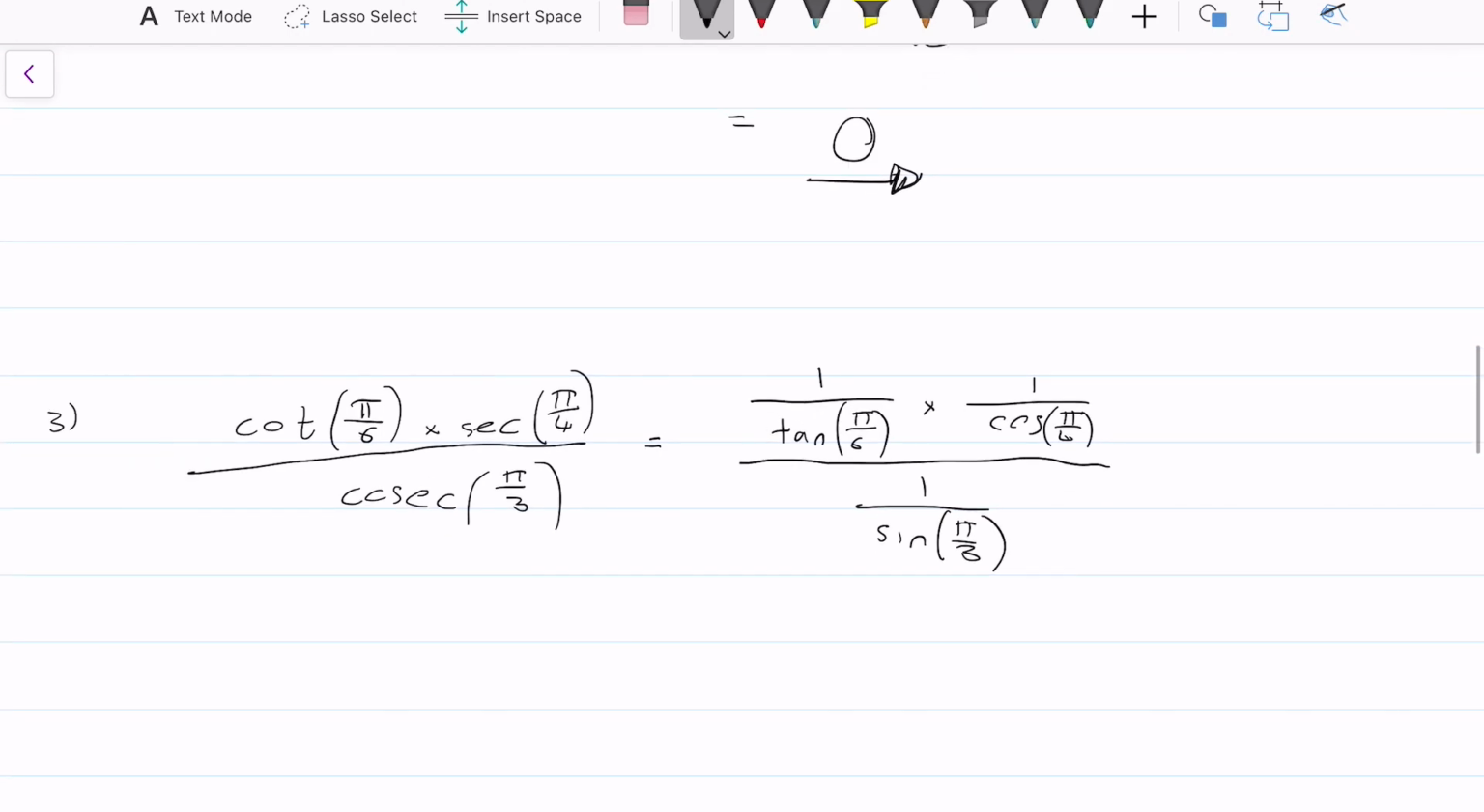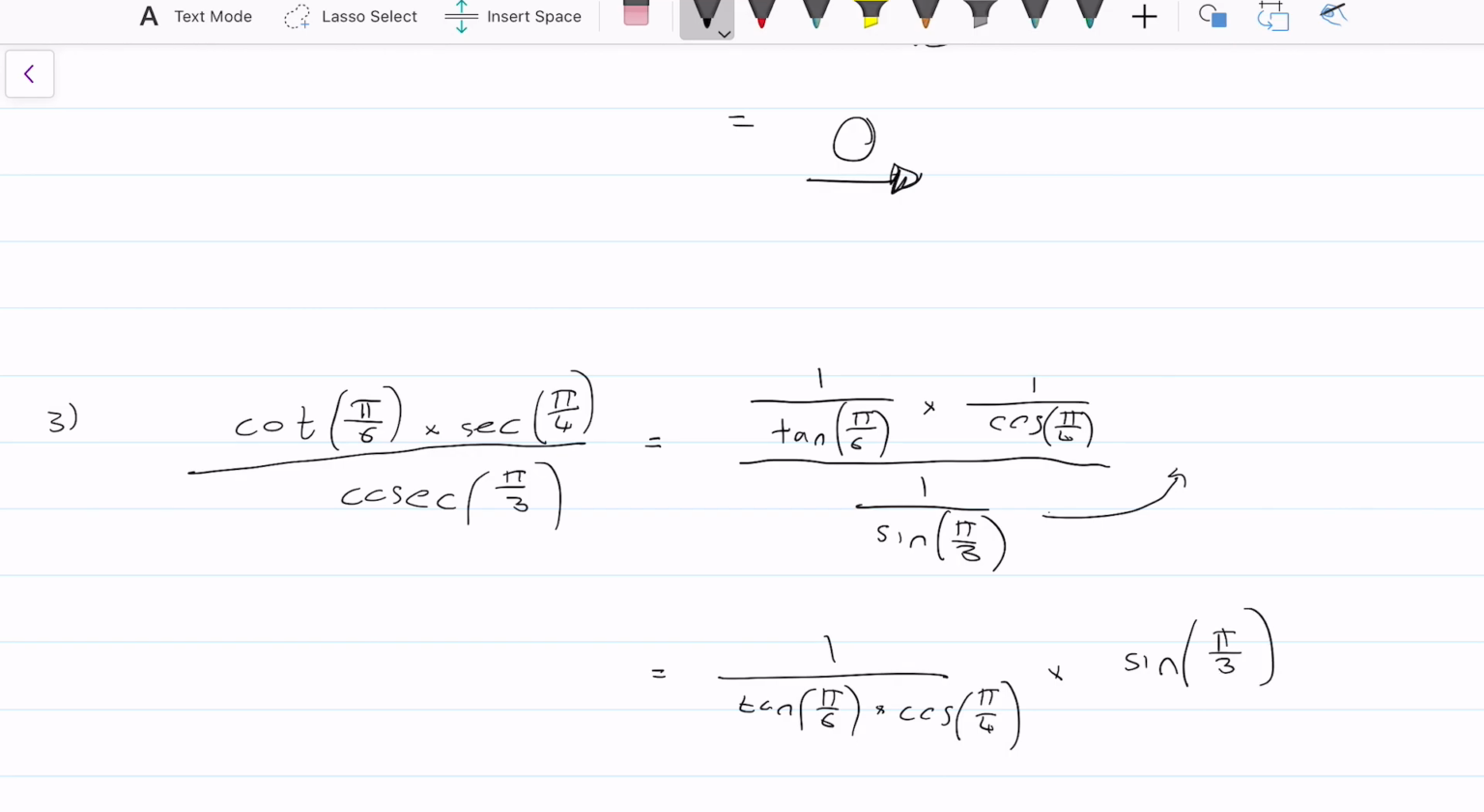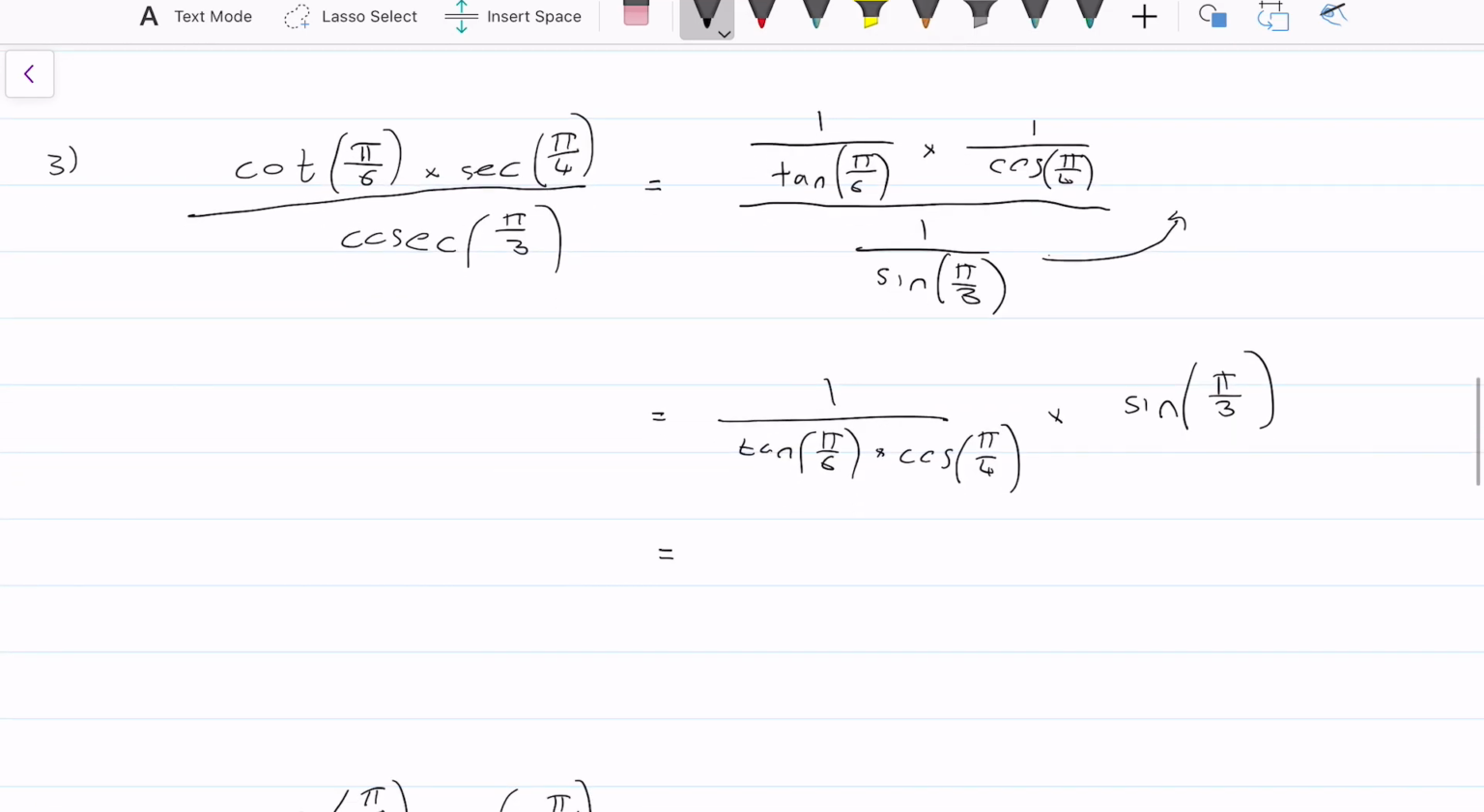Cool stuff. Then what I'm going to do is take this sine and move it up. So to do that, we have 1 over tan pi over 6 times cos pi over 4 times sine pi over 3. Okay, so let's write it nicely: sine pi over 3 divided by tan pi over 6 times cos pi over 4.